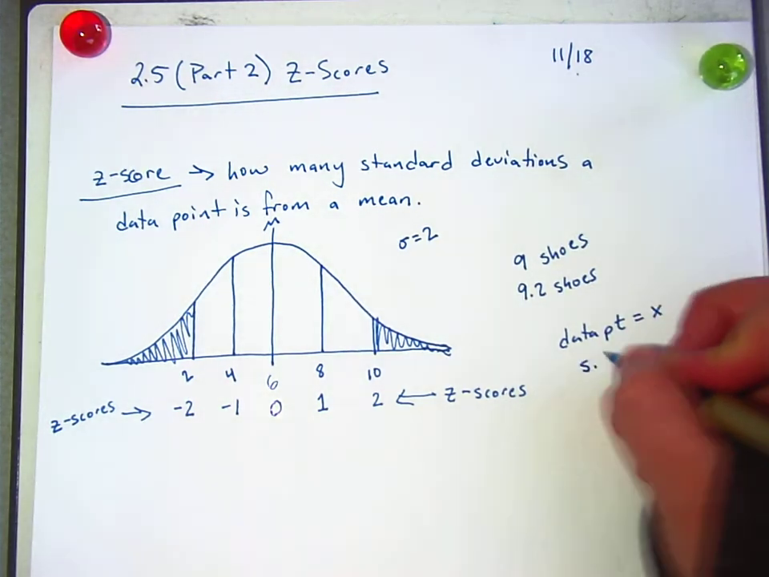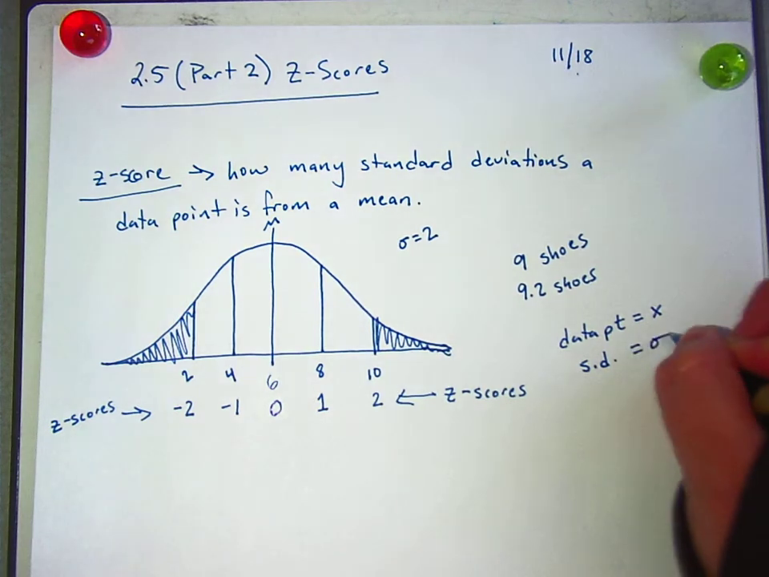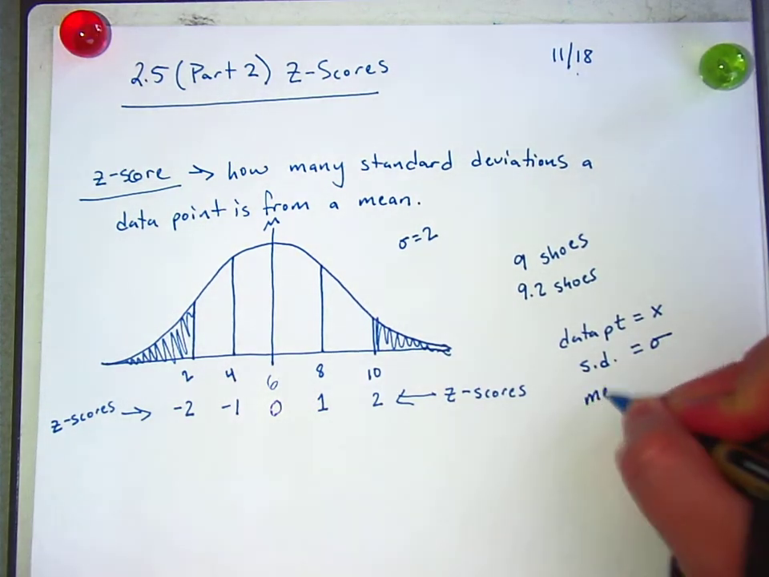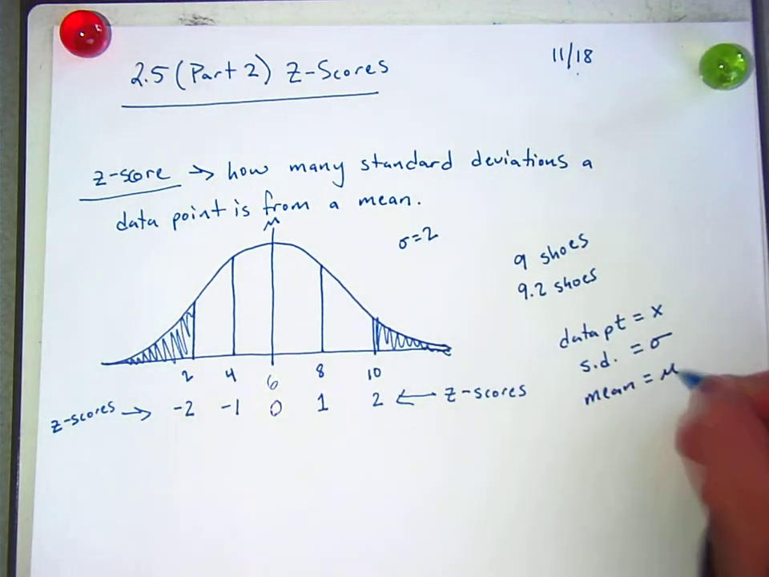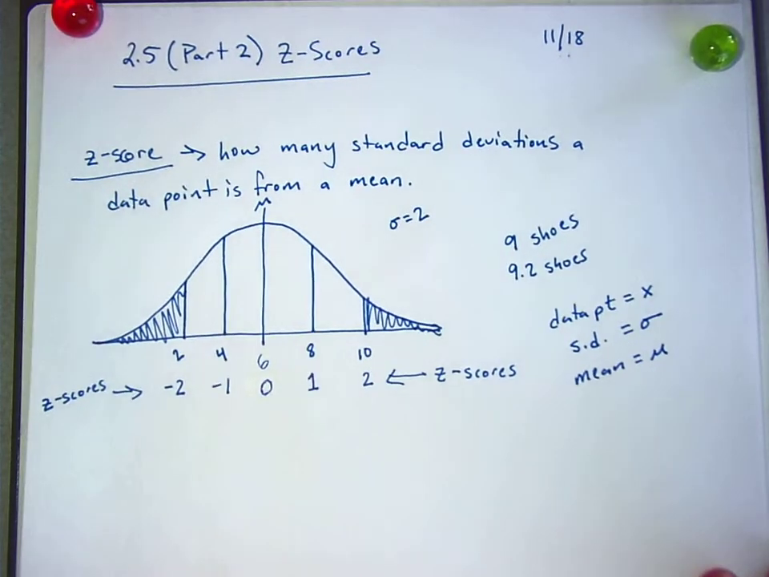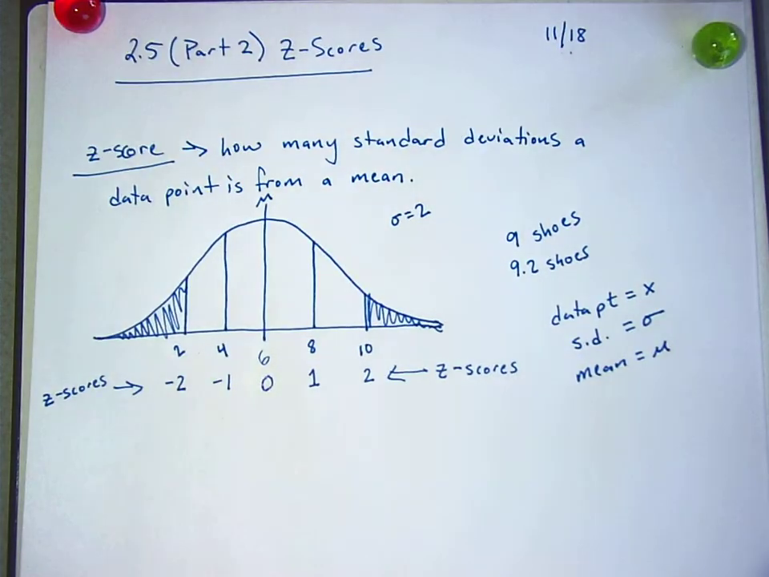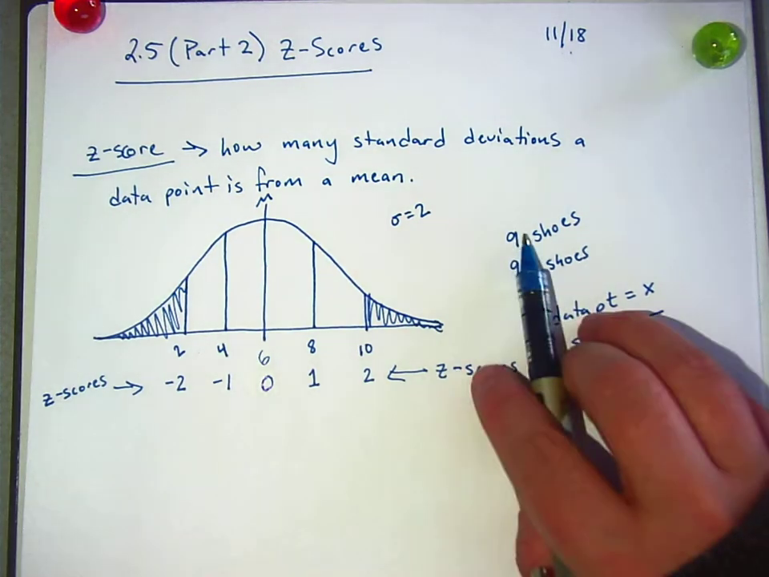The standard deviation is sigma, and the mean is mu. Now, it's going to be a formula that involves X, sigma, and mu. Somebody tell me what they think the formula would be to figure out a z-score. You can figure out the formula yourself just by thinking about 9.